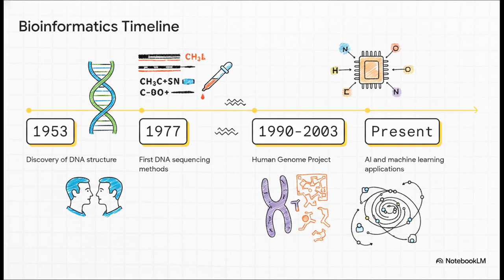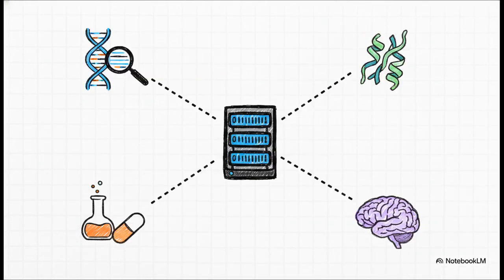We start off with Watson and Crick discovering the DNA structure in 1953. Fast forward to 1977, and we get the very first DNA sequencing methods. Then things just completely explode between 1990 and 2003 with the Human Genome Project, a total game changer. And that brings us to the present, where we are accelerating straight into an era totally driven by AI and machine learning applications.